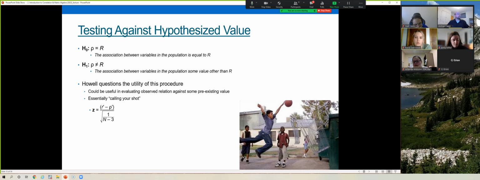some predetermined reference value. Think about this as similar to your single sample t, right? You can set up your single sample t or your single sample z to say the null hypothesis is that this is equal to 100, and I'm saying it's not. I can set that up. We can do the same thing with our correlation coefficients here. So the null hypothesis is that the association between variables in the population is equal to some reference value. The alternative is that it's some other value than the reference value.